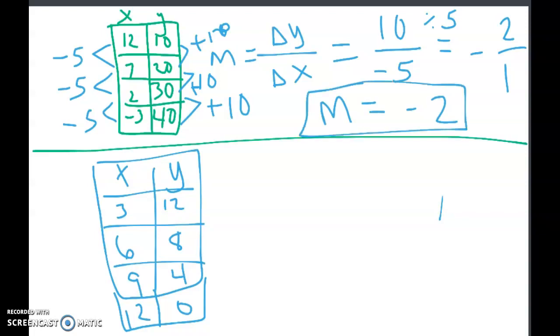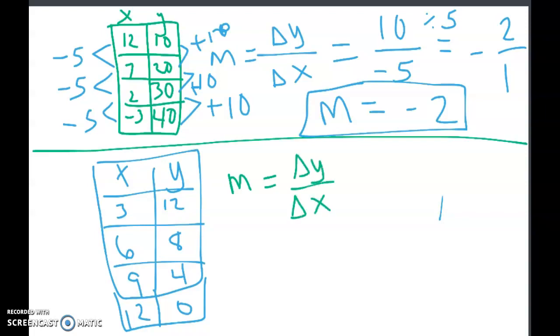All right, for this last example, see if you can try it on your own. Just pause the video, and once you think you have an answer, unpause the video and see if you're correct. All right, again, remember, slope is the change in y over the change in x.